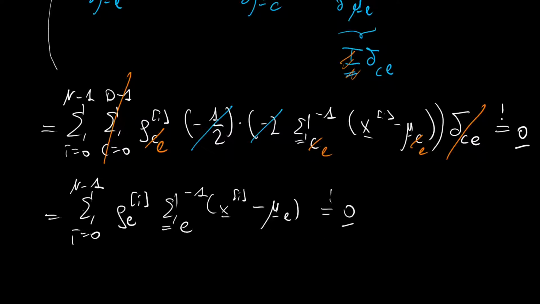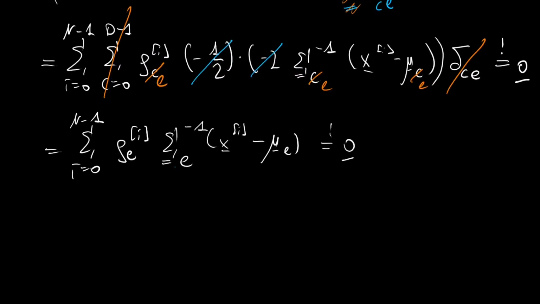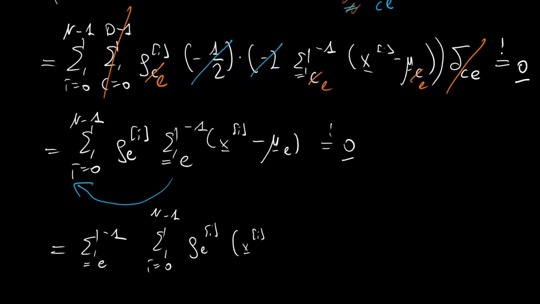And what we see here is that we have a summation over i, but our sigma matrix does not depend on i, so we can move it in front of the summation. And now this might get a little bit confusing because we have the same symbol for summation and covariance matrix, but I hope that with the indexing for the summation and the double underscore for the sigma, it should be possible to distinguish between the two. So doing this will give us sigma e inverse times the summation from i equals 0 to N minus 1 of rho e i times x i minus mu e, which has to be equal to the zero vector.